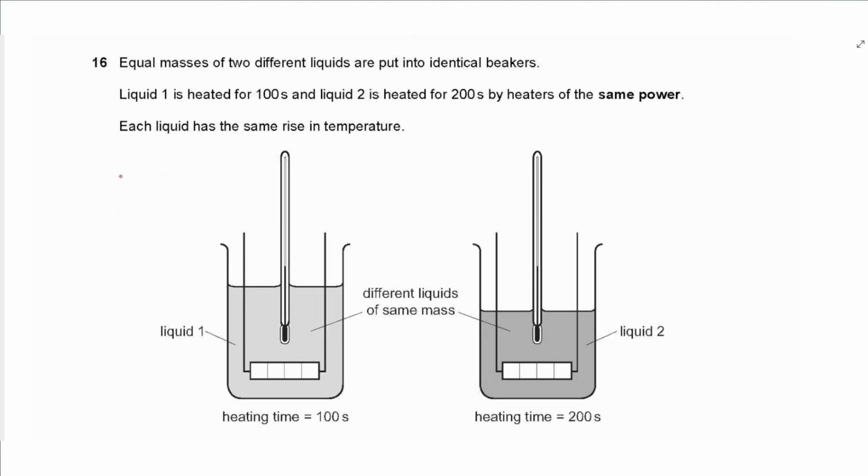Question 16 says equal masses of 2 different liquids are put into identical beakers. Liquid 1 is heated for 100 seconds and liquid 2 is heated for 200 seconds by heaters of the same power.